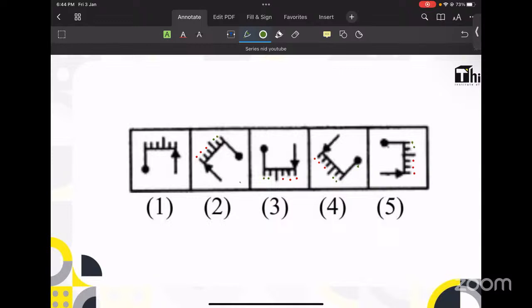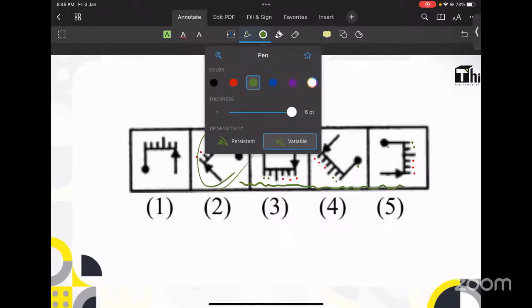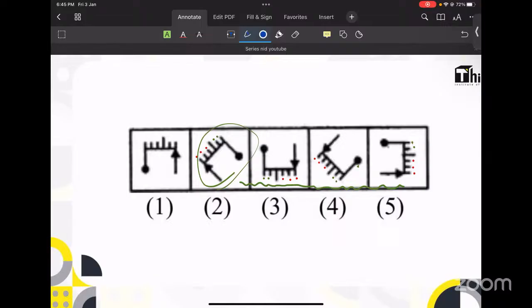Actually, these figures are purely the rotated versions of the second figure. But I am not going to imagine all these things in my mind. I will look for distortions. Distortion means changes. So if there are 3 dots and 1 is missing, that is purely a distortion.